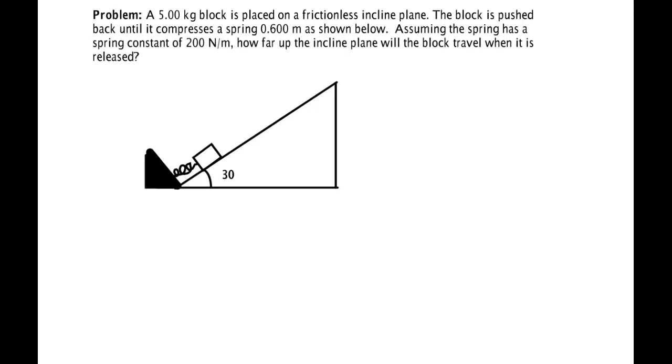In this video, we'll be working a problem involving energy. You have a 5 kilogram block placed on a frictionless inclined plane. The block is pushed back into a compressed spring 0.6 meters as shown. Assume the spring has a spring constant of 200 newtons per meter. How far up the incline will the block travel?